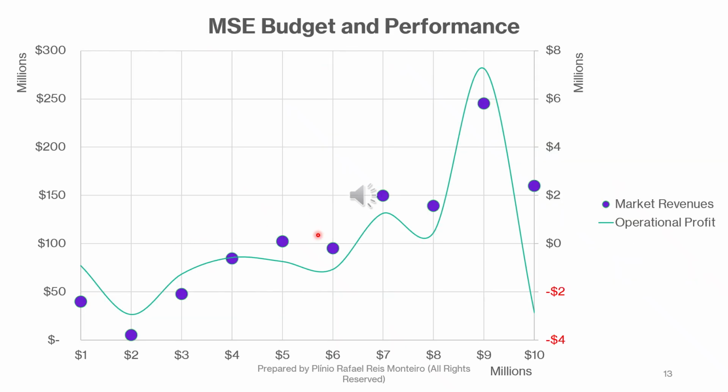Now, let's check the relation between the marketing budget and the market revenues and operational profit. So first, let's read the graph. We can see that in the horizontal axis we have the marketing budget in millions, and in the vertical axis we have the financial metrics. On the left, the market revenues, and on the right you have the operational profit.